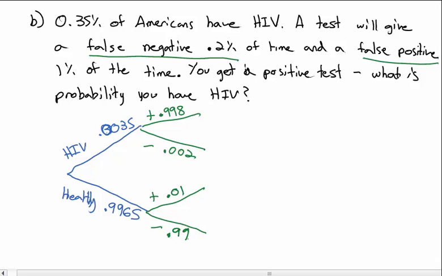So if we multiply 0.0035 times 0.998, multiplying to get our final probabilities, HIV positive is 0.003493. 0.0035 times 0.002 is 0.000007. And 0.9965 times 0.01 is 0.009965. 0.9965 times 0.99 is the everybody else, 0.98653.